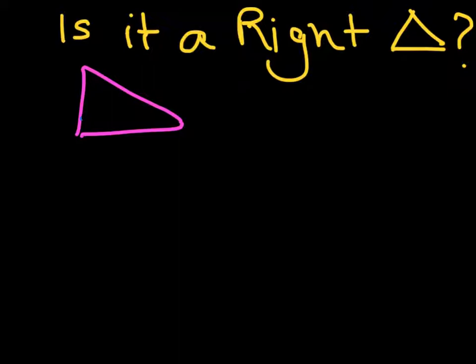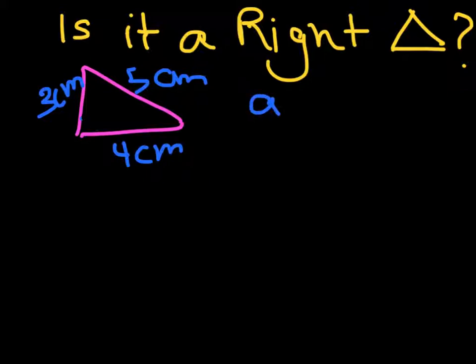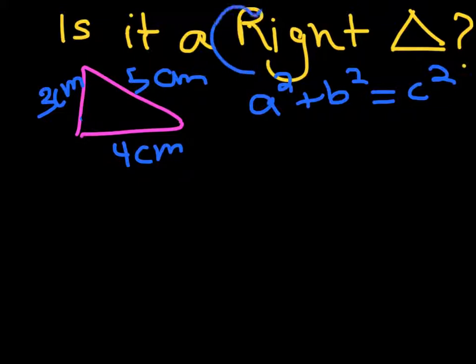So if we're given three sides, like let's say this side is 3 centimeters, this side is 4 centimeters, and let's make this side 5 centimeters, and your teacher says, is this a right triangle? We have to use the Pythagorean theorem, and the Pythagorean theorem says that a squared plus b squared must equal c squared in order for it to be a right triangle. So we're talking about right triangles, and we're talking about the side lengths, not the angles.